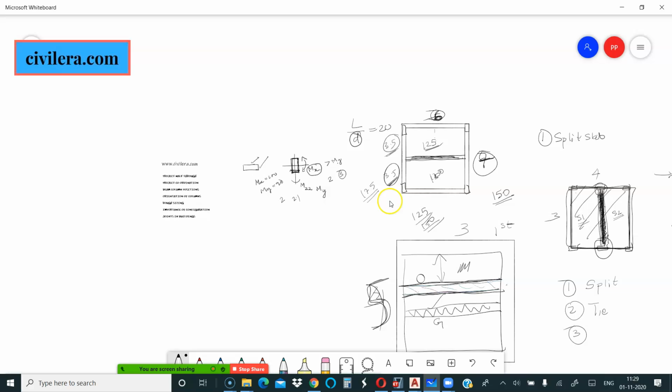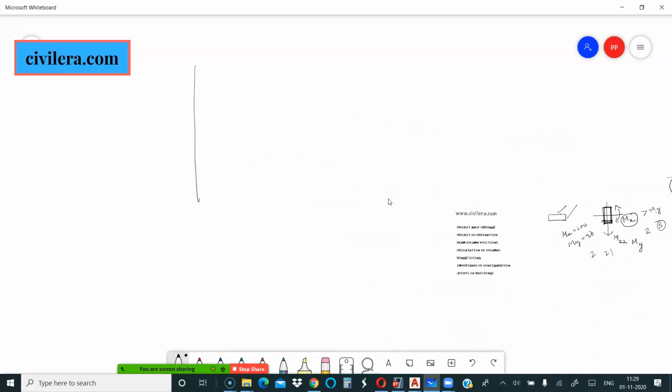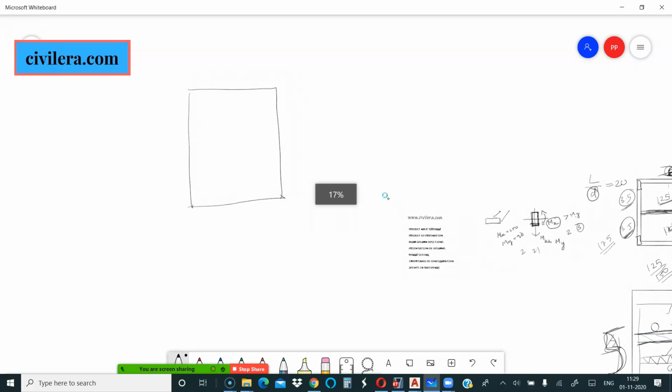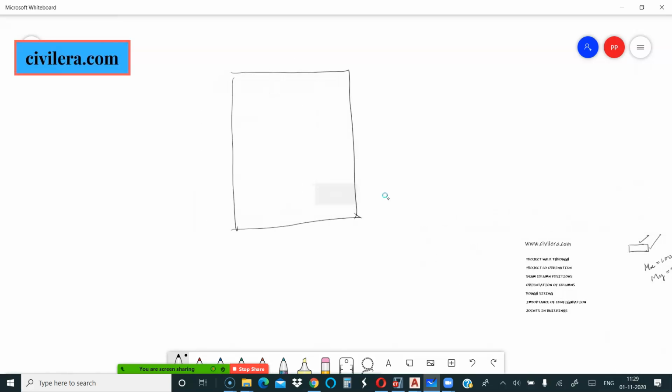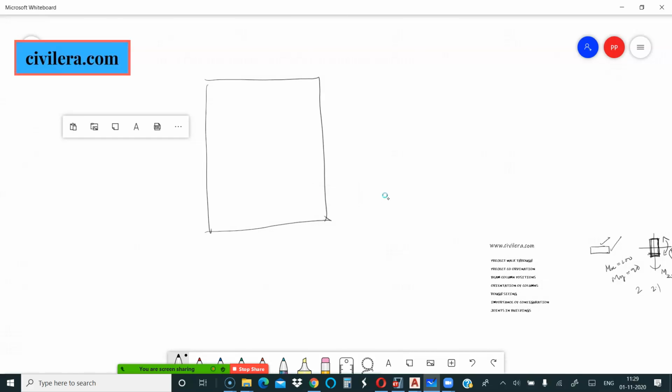Now to make it a bit clear, for those who are new to this, a rectangular building has very little demand for seismic if the configuration is rectangular.